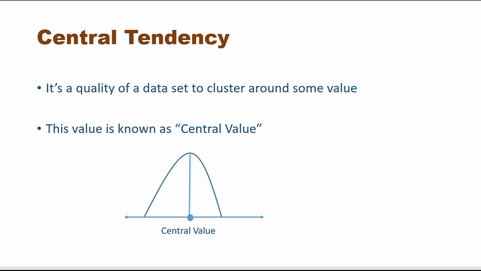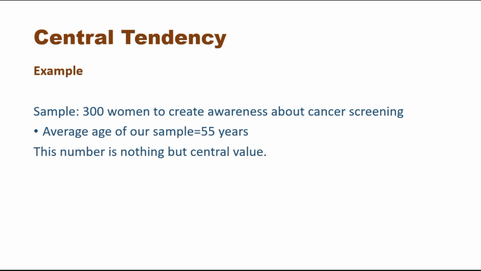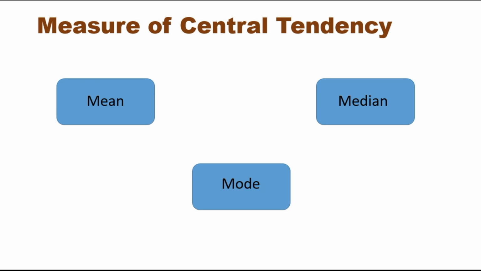What is central tendency? Central tendency is the quality of a data set to cluster around some value. This is known as the central value. For example, if we have a sample of 300 women to create awareness about cancer screening and we are getting an average of 55 years, then this number is nothing but the central value. There are many measures of central tendency. Here we will talk about mean, median and mode.